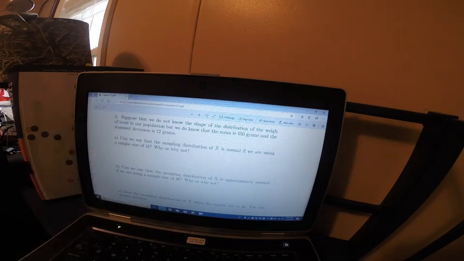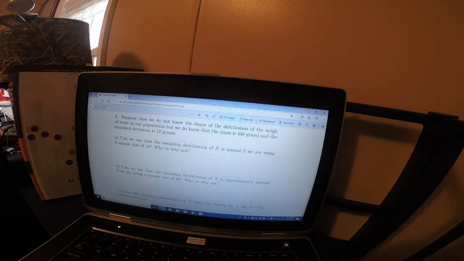I'll write that on the board here in just a second, but let's move on down to B so that we can get a few of them up here at one time. Can we say that the sampling distribution of X bar is approximately normal if we're using a sample size of 36? Why or why not? 36 is greater than 30. I think we're okay. 36 is greater than 30 as long as we follow the other two conditions about choosing randomly and keeping it independent, we should be fine. So yes, I'm going to say that we can say it's approximately normal.